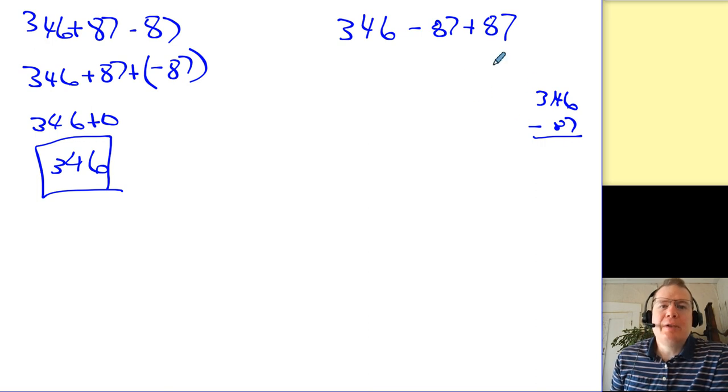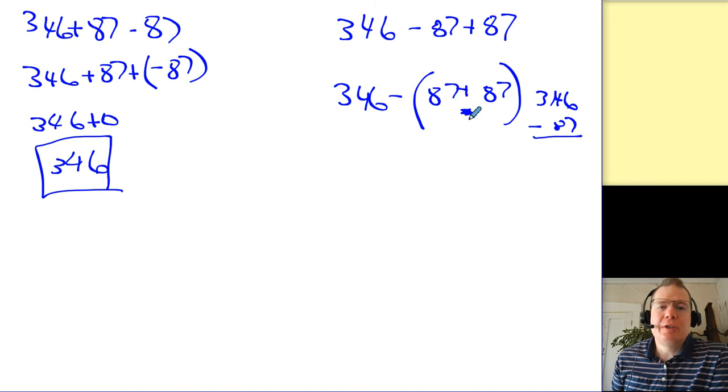The mistake a lot of people make is they add 87 plus 87. If I want you to add the two 87s, I need to put parentheses around it, right? These grouping symbols say, do this operation first. But without those grouping symbols, this operation is saying I'm adding 87 to what's in front of it. What's in front of it? 346 minus 87. I've got 346.